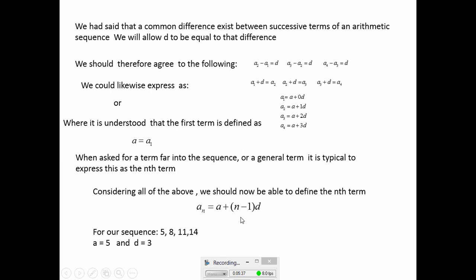So for our sequence 5, 8, 11, we see our first term was 5. We see the common difference was 3. Okay, so we were asked to find the 50th term, which is the first term plus 49. That's 50 for the nth. We're going up to 50, so it's 49 times 3 plus 5 is 152. The 100th term is 5, the first term, plus the common difference of 3 times 99. Okay, so that's the 302nd term.